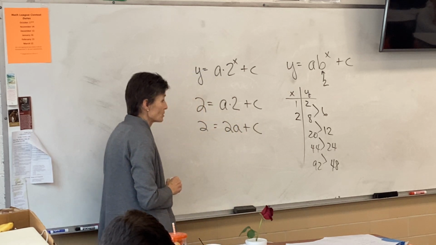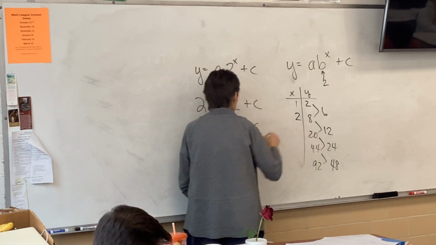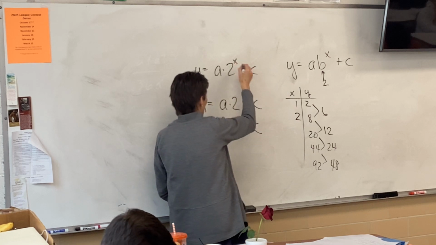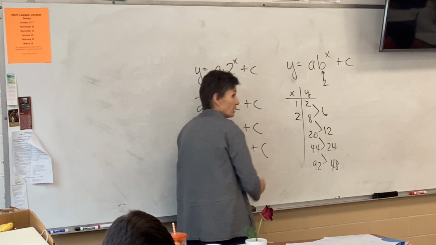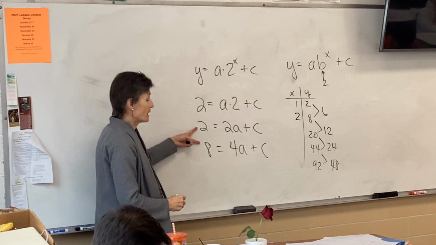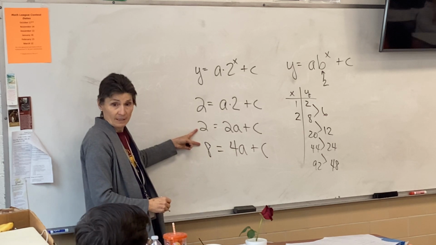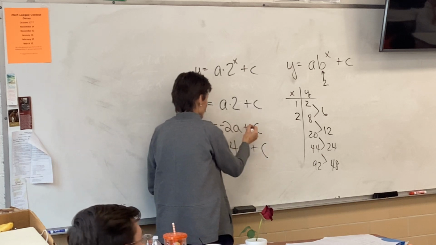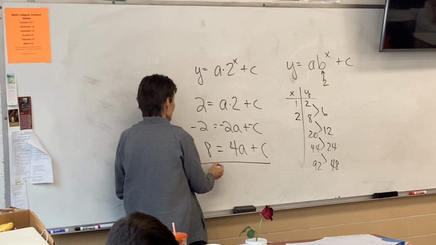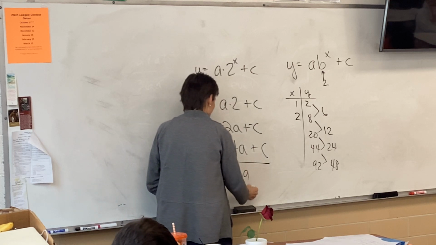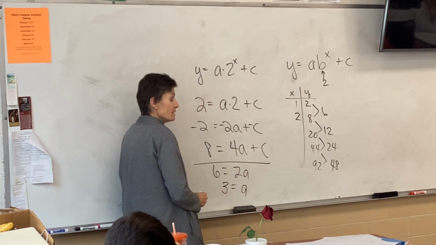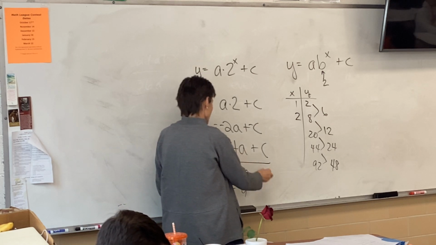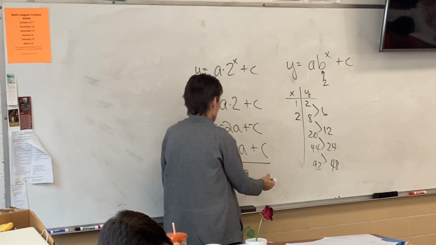All right, there's one equation. Then I'll plug in 8 for my y and 2 for my x, so that'll be 4a plus c. And then I have a handy dandy system of equations I can solve however I want. So maybe I'll just multiply through by a negative and make those c's disappear. So 6 equals 2a. So a equals 3. And if a equals 3, then it looks like c must be negative 4.